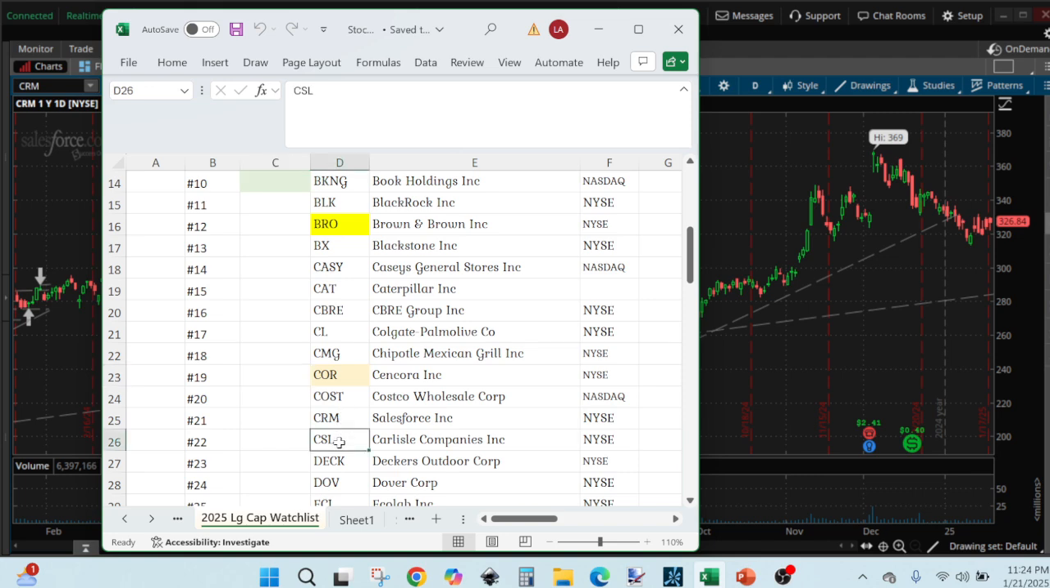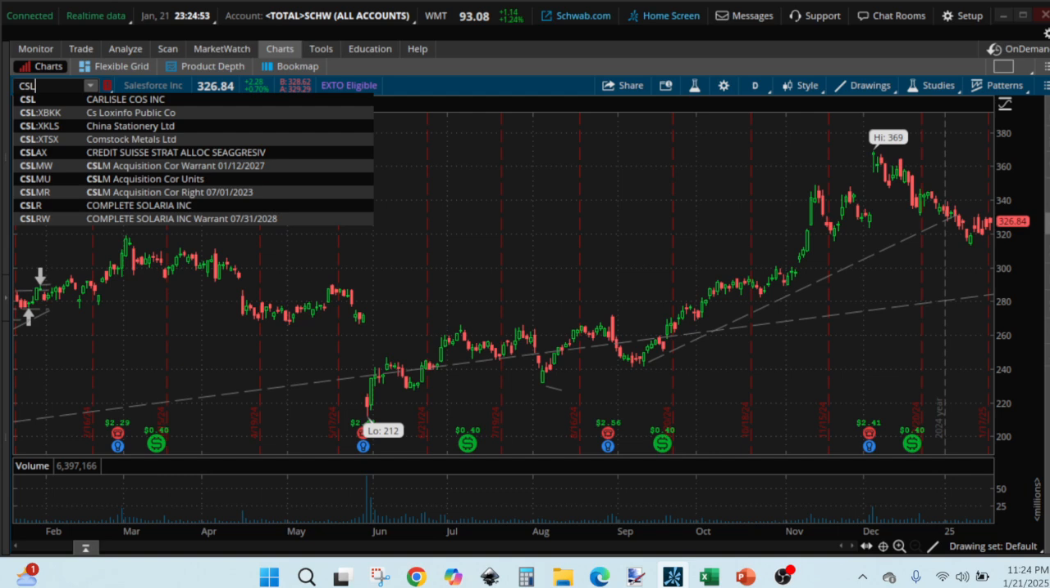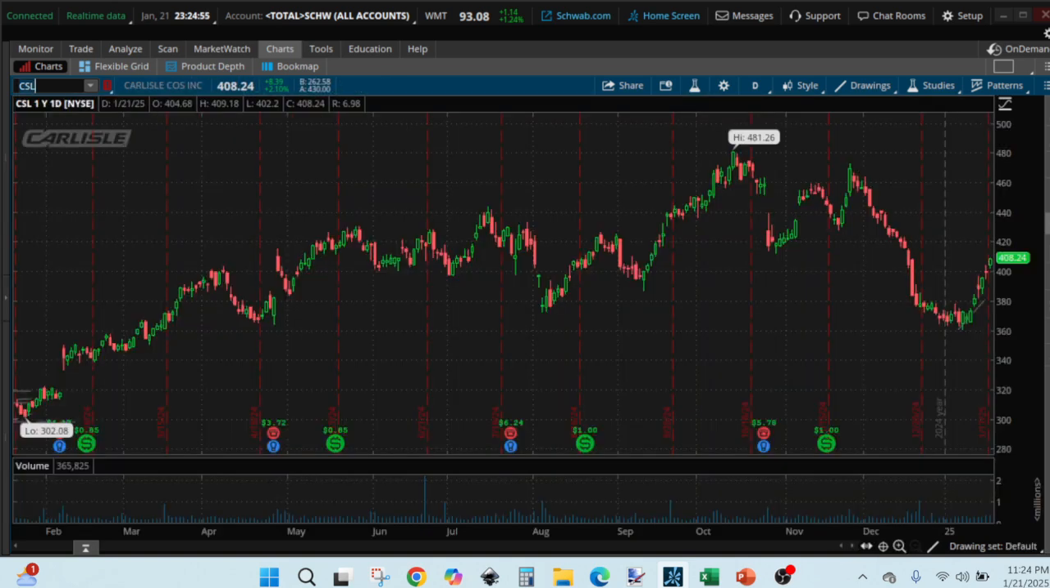The next one is CSL, and using 1 year daily chart and maximum daily chart for the same stocks kind of gives you those two perspectives of the chart as well, just like a short period of time for 1 year and a longer period of time for maximum.